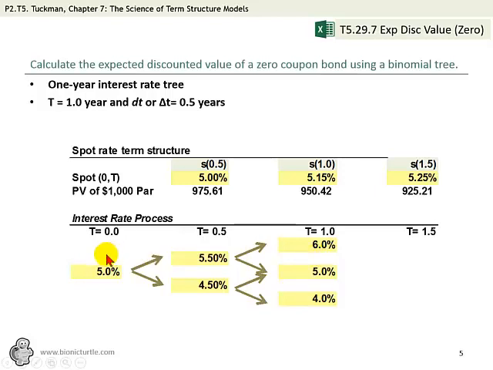Now, if these time steps were 1 month, then we would have 12 time steps to get to the full year. So the dt or delta t, and Tuckman likes this small dt, reminds us of the calculus, right? A change in t. And so in this case, dt is 0.5 years. So our time step is half a year, 0.5 years. We require 2 of the time steps to constitute the 1 year interest rate tree.